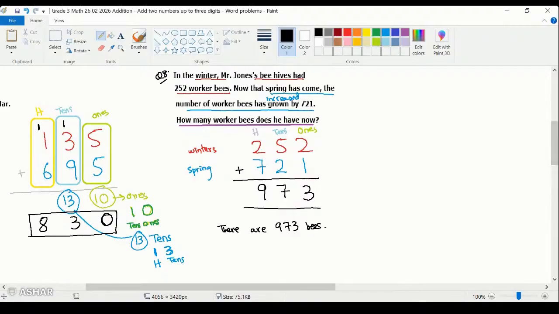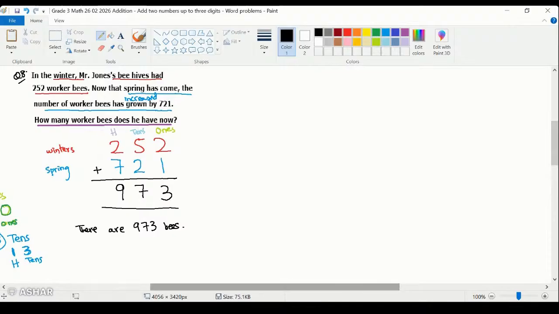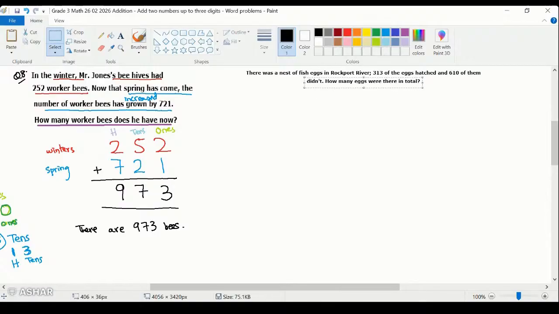Let's see. Yeah, let's do one question, then we do the test. Let's do these practice questions together. For question number 9, it says, just a moment, in the river.